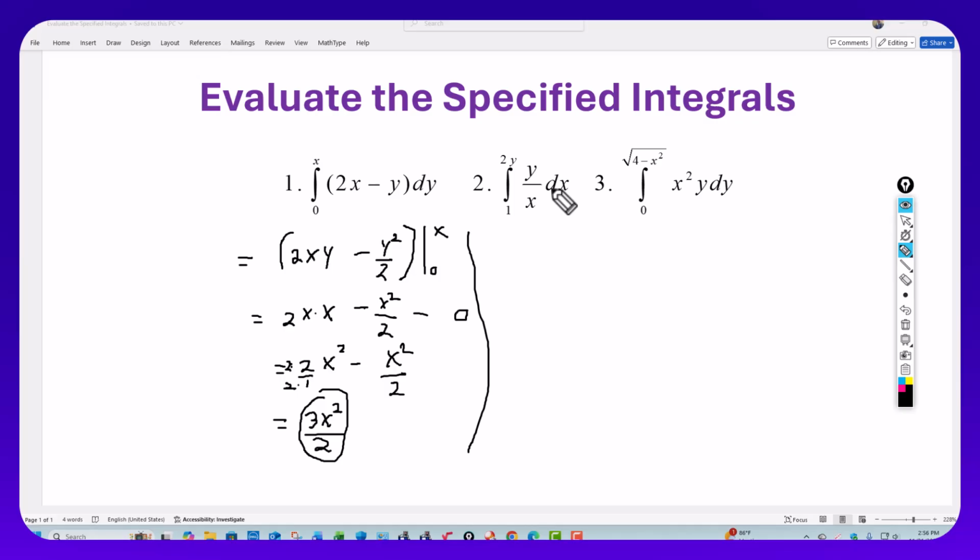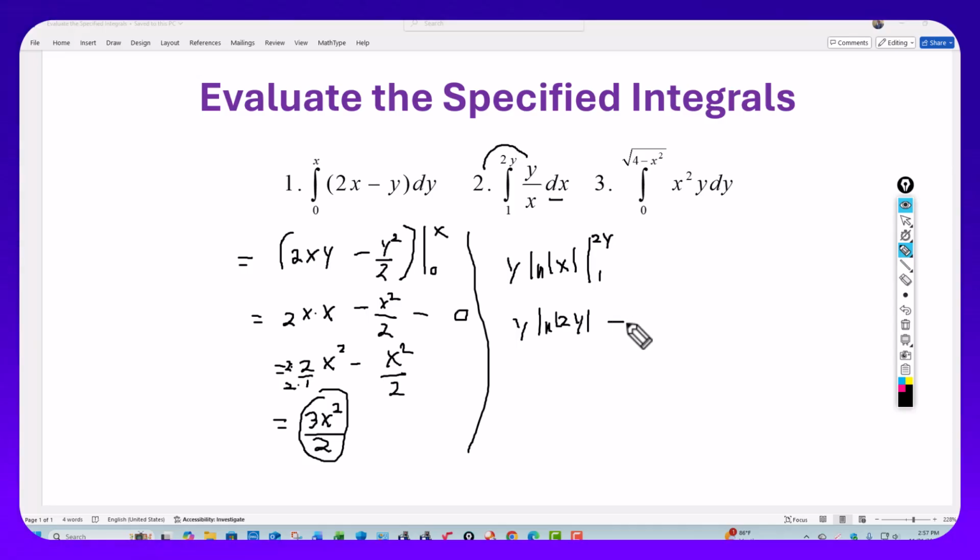Now for the next one, you're integrating with respect to x, so the y is a constant. Let's do it this way then. You can take this y out if you want, and then you have dx over x. So this would just be y times the natural log of the absolute value of x. Y is a constant. The limits of integration go from x equals 1 to x equals 2y. So where you have an x, you put in 2y.